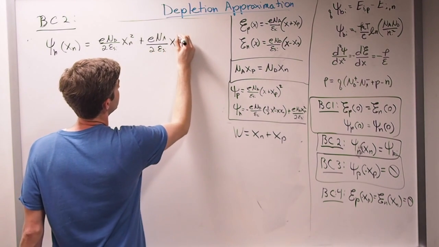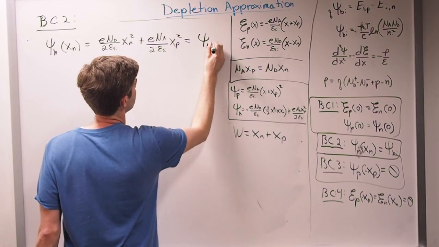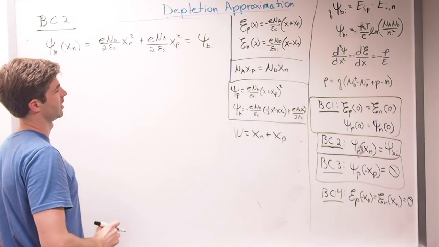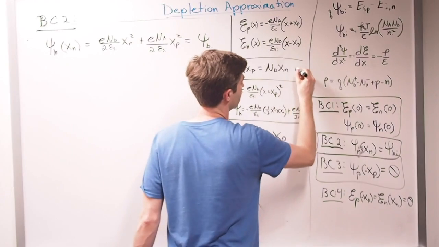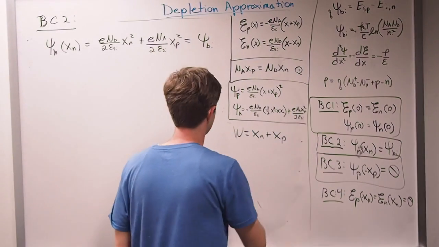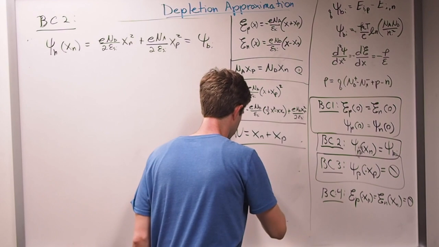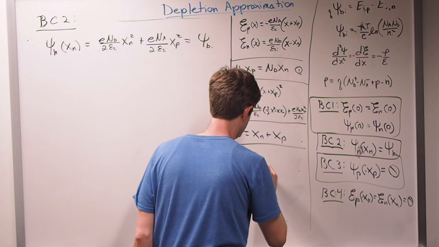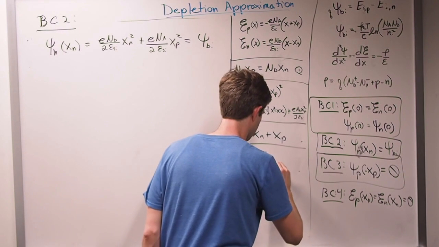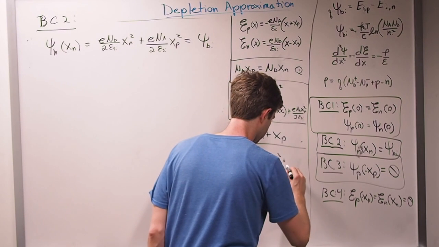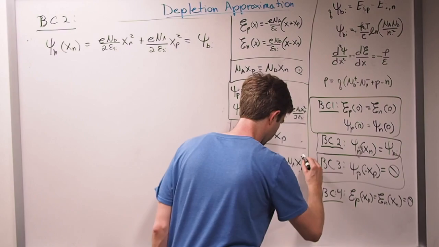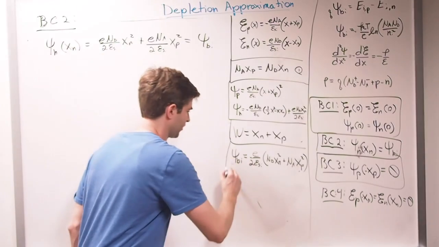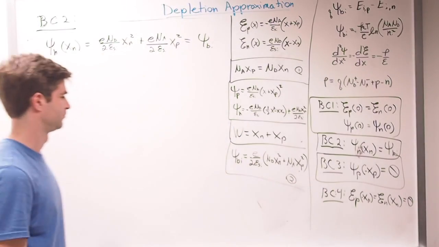2ε_Si x_p squared equals the built-in potential ψ_bi. Right? So I have two equations, two unknowns. I have this equation, we're going to call this 1, and this equation, which I'll plug down here, equals e over 2ε_Si times N_D x_n squared plus N_A x_p squared. Remember e is the electron charge. Hopefully that makes sense. We're going to call this equation number 2.